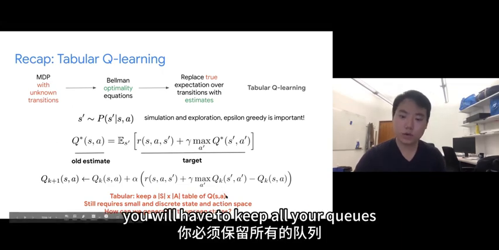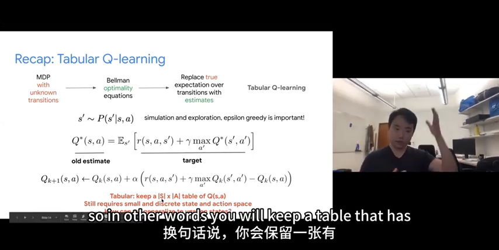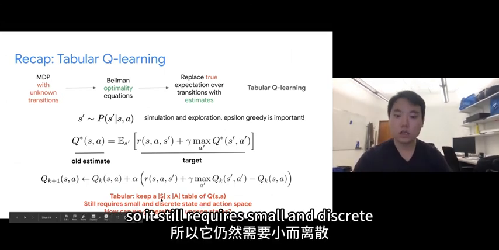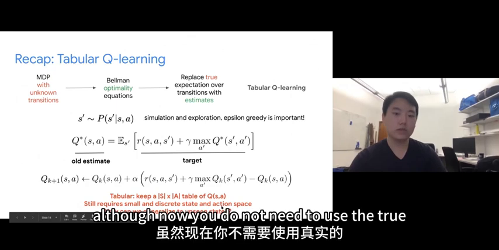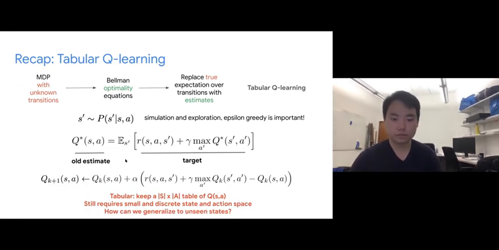Again, the issues are that you will have to keep all your Qs of S and A separately. So in other words, you will keep a table that has number of S rows and number of actions columns. So it still requires small and discrete state and action spaces, although now you do not need to use the true transition probabilities to compute the expectation, but rather using samples.